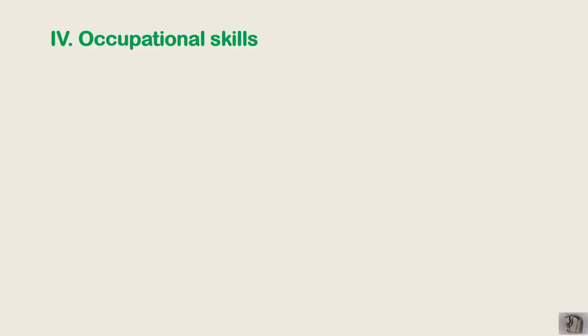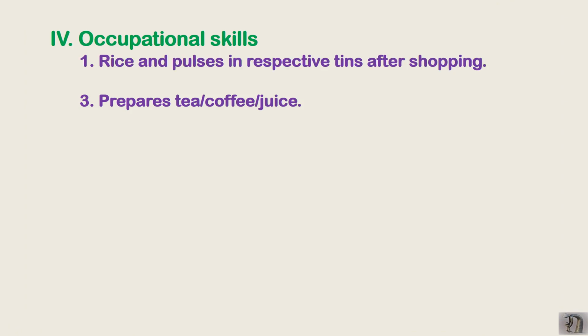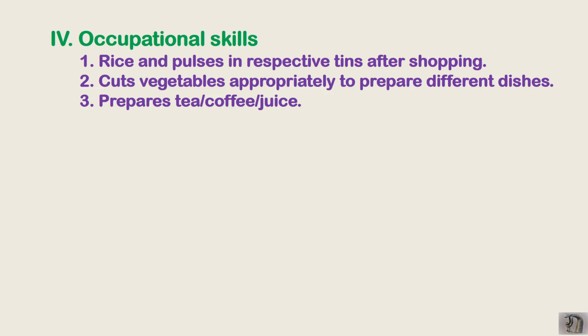Okay, and occupational skill is another domain of pre-vocational skills. Here what you can do is prepare tea or coffee or juice, then store rice and pulses in respective tins after shopping. Then cutting vegetables appropriately to prepare different dishes. So these are all things which you can try to teach the child when they reach the pre-vocational level.